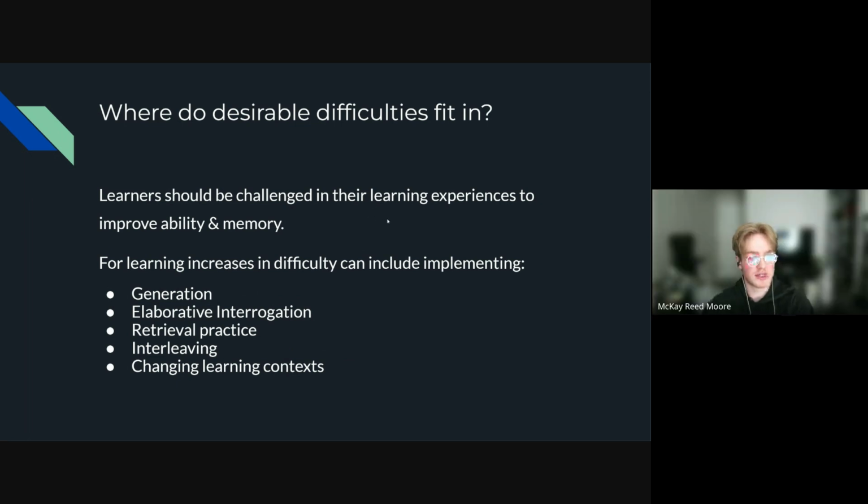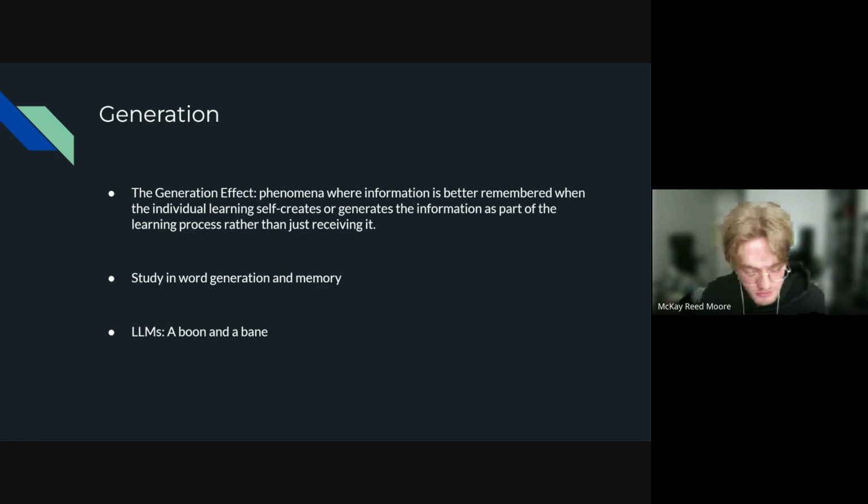So the first one we're going to be going over is generation. In the psychological literature, this is often called the generation effect. The first study that I learned about that talked about this idea is people were trying to memorize words. Some people were given a list of words and told to memorize those. And then some of the people were given partial words, or I think for this study, they were asked to generate the words, where they had a word with some blank spaces within it and they had to generate the letters there.